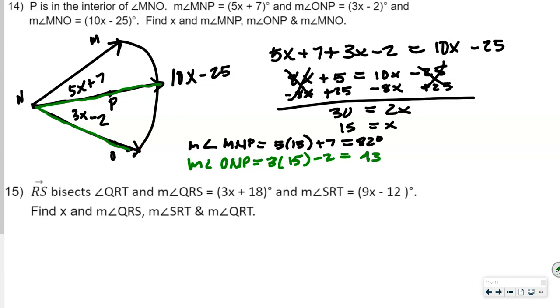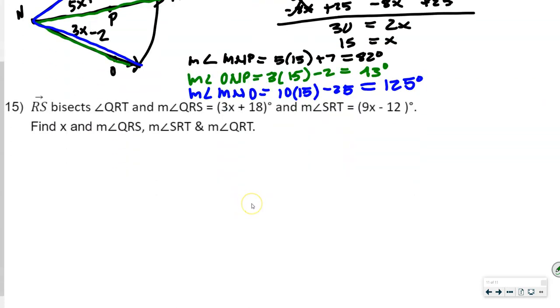Now, when we add those two together, that's 125, right? So that's what this whole big angle should be if we got the right value for x. So we're going to do the measure of angle MNO, okay? And that's going to be equal to 10 times 15. That's 150 minus 25. Guess what that is? That's 125. Okay, so again, add those two together, the 82 and the 43. If they equal the 125, then you got the right answer.